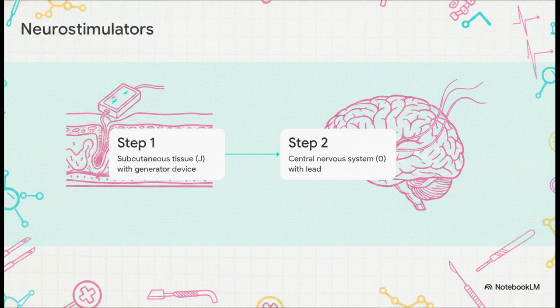Why? Because it's a two-part system. Step 1 is coding the battery-powered pulse generator that gets placed under the skin. That one comes from the subcutaneous tissue body system, which is J. Step 2 is coding the actual leads, or the wires, that are placed up in the brain. That part comes from the central nervous system, O, using the device value M for neurostimulator lead.